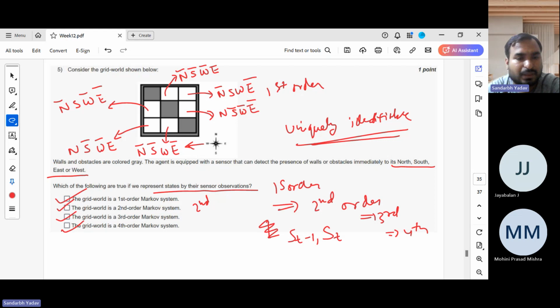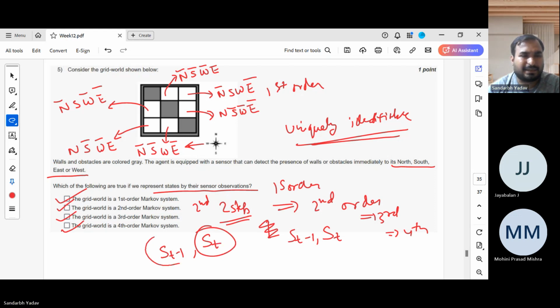When would it be second order? It will be second order because you can already identify it with the current state. The definition of a second order Markov system is that with just a two-step history, you can identify the state uniquely. So if you can do it with just the current state, additional information is not harmful. So with two steps also, there's no harm. So it's two-step Markov also. In a similar manner, you can extend the argument to third and fourth. Okay, I hope it's clear.